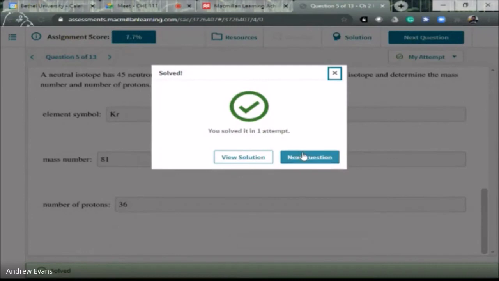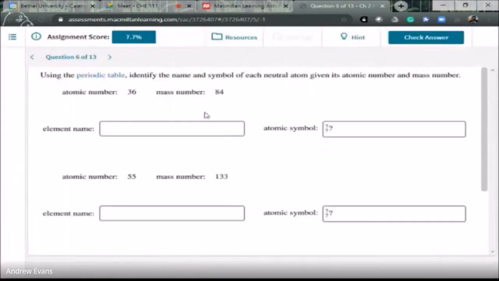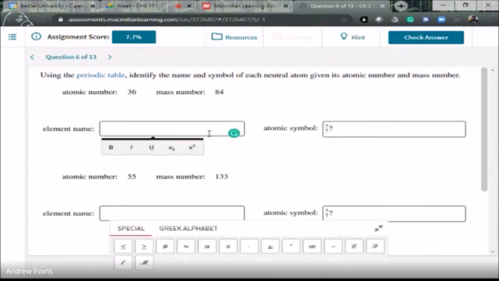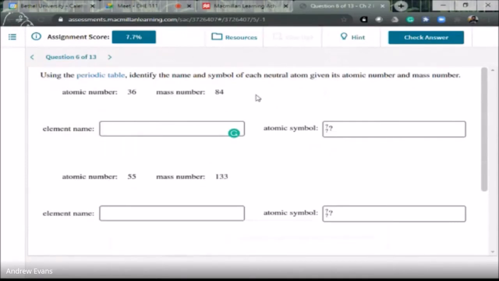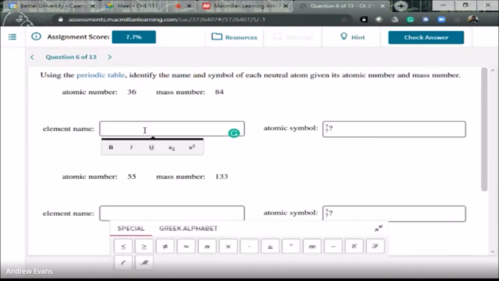So make sure you scroll down to get all the questions. I'll do just one of these real quick. Using the periodic table, identify the name and symbol of each neutral atom given an atomic number and mass number. So atomic number 36, well, we just did that one. Krypton. So this one, they want us to spell out the whole name and spell it correctly. So if you miss that, that could be a reason why.